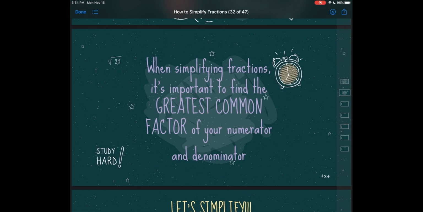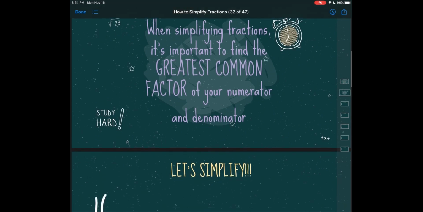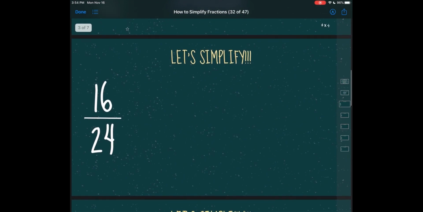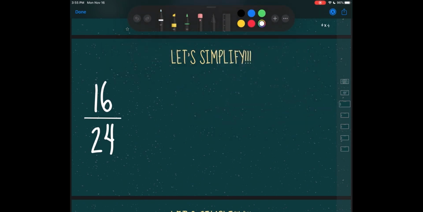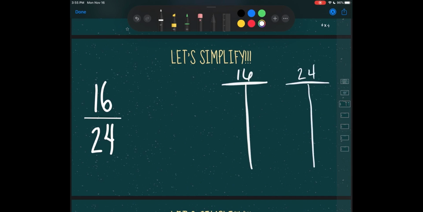Alright, so when simplifying fractions, it's important that you find the greatest common factor of your numerator and denominator. So let's look at our first one, for example. We've got 16/24. So this fraction can be simplified. So our first step in simplifying is we're going to find the factors of 16 and 24. So let's find those factors. So I'm going to make my t-chart for 16 and my t-chart for 24.